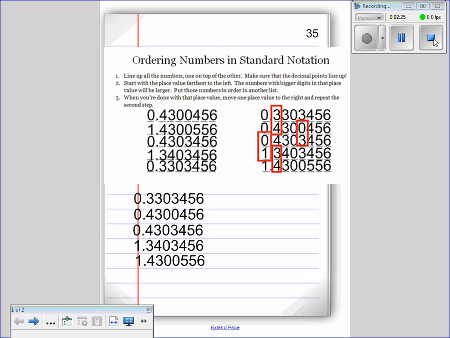Make sure you've got this copied, this starting example, and this final list. And you might want to circle all these differences in your interactive notebook.